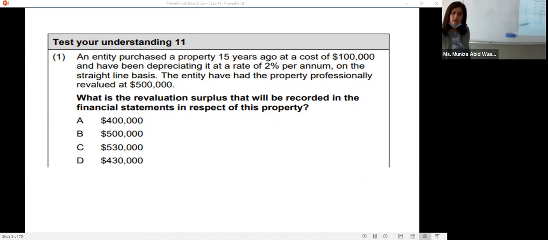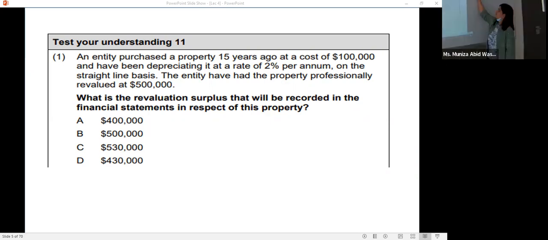Students, when we do revalue a property under IAS 16, what is the accounting entry which we need to pass? Who is going to tell me the accounting entry which we do pass for revaluation? Very good. Debit non-current asset, cost account. Excellent. Very good. Debit accumulated depreciation account, and credit. Excellent. Very good.